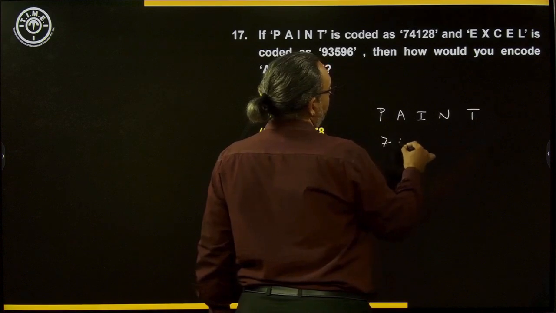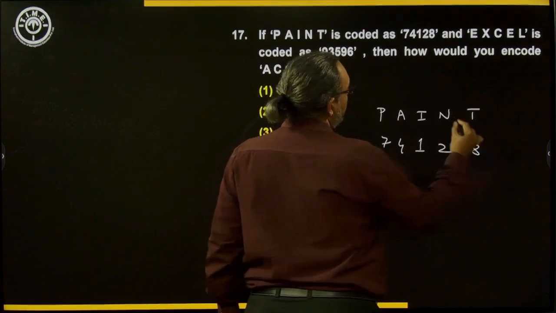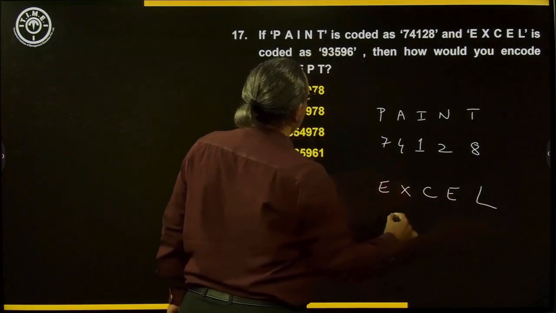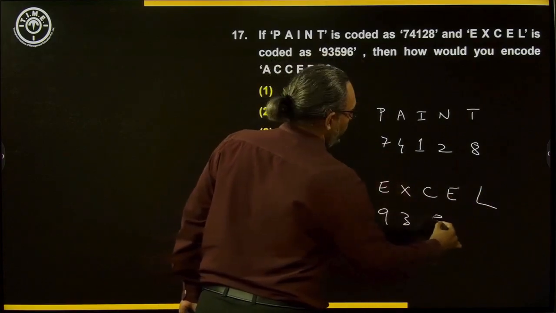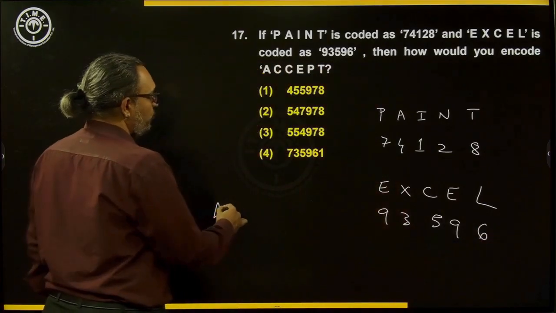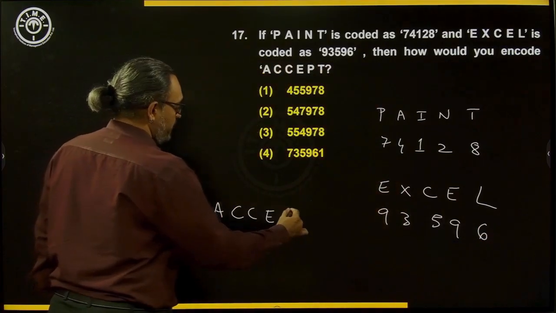Then next, so we have paint is 74128 and Excel is 93596. Then he is asking accept. How would you encode accept?